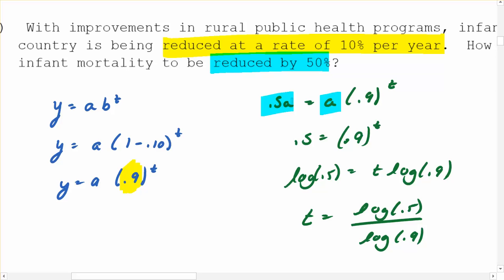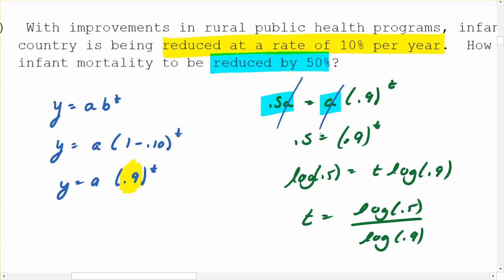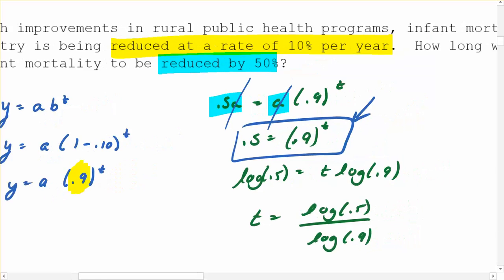0.5A. If A is the starting mortality rate, to go down by 50%, it turns into 0.5A. What cancels now? The A cancels, right? The A cancels right there, leaving you with just this. How do you solve this? What do you need in order to solve this?